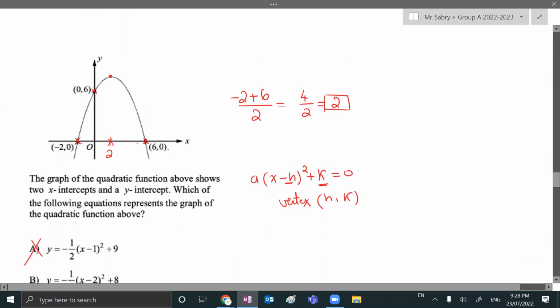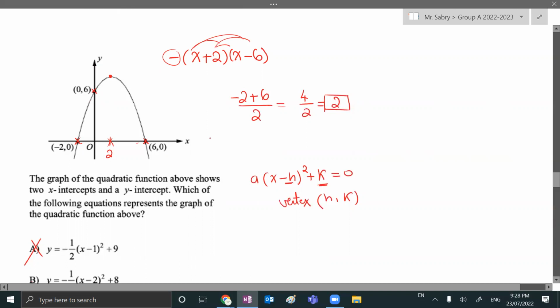How? Just using these two, getting what we call the x-intercepts, sorry, factor form, I mean, which is x plus 2 and x minus 6. And since this parabola is entirely looking downwards, this means there should be a minus somehow outside here, since the parabola is looking down. Once you multiply these, you should be able to figure out the equation.